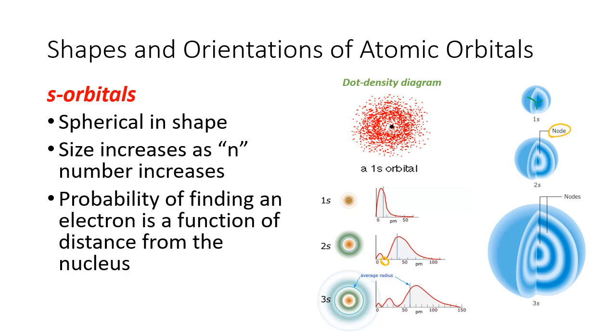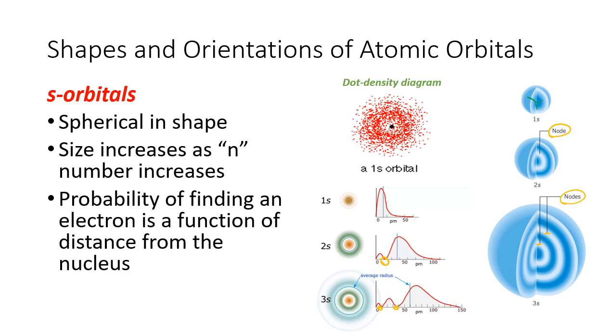And in a 3s orbital, there's actually 2 locations that are nodes. And so if we were to look at the wave function, there is 1 node and 2 nodes, 2 places where the wave function comes to 0. And that means that in that region, there is a 0 probability of finding an electron.